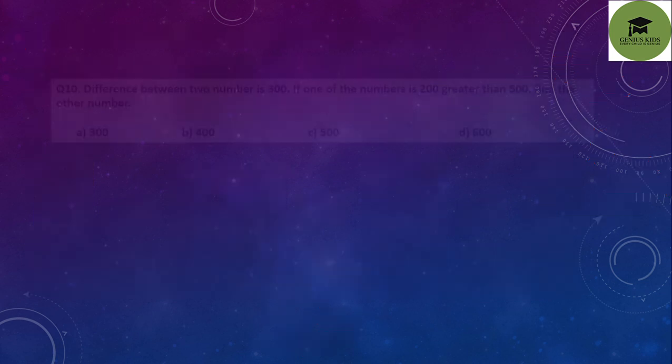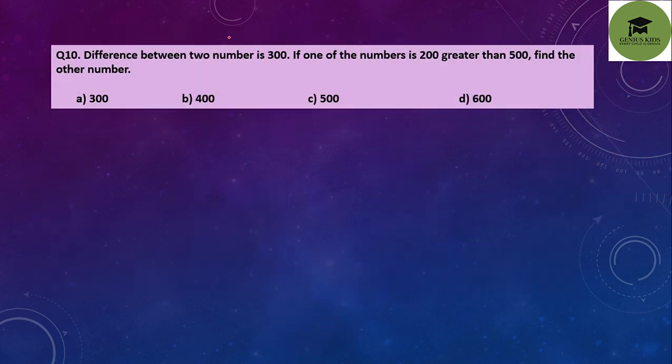Okay. Next question. The difference between two numbers is 300. Very good. There are two numbers. I don't know the numbers. Another number minus this number is 300. If one of the numbers is 200 greater than 500, so what is the number? 200 greater than 500 means 500 plus 200. So one number is 700.